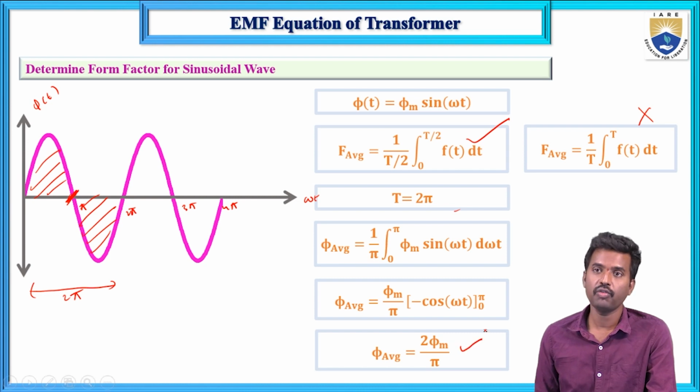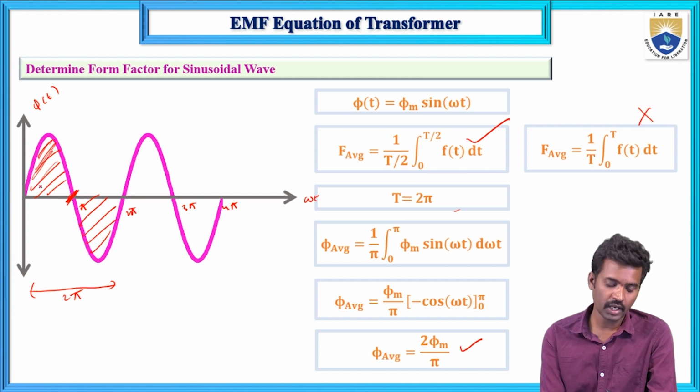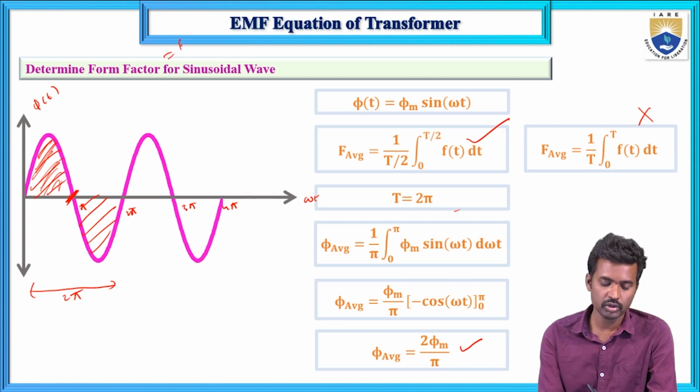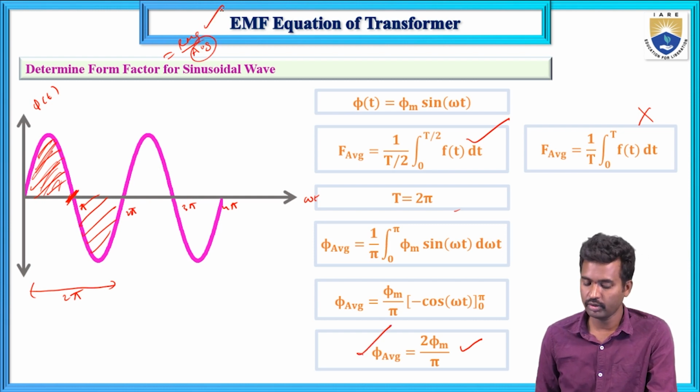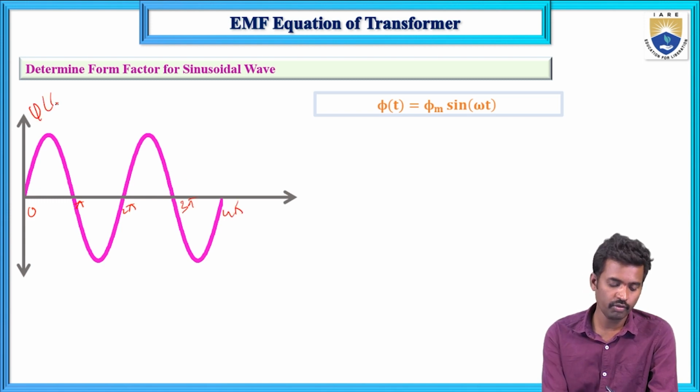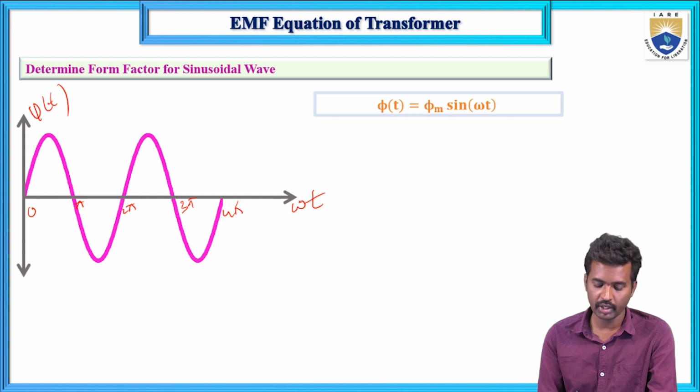This is the phi average, 2 phi m by pi, for this particular sinusoidal waveform of flux. Now form factor equals RMS by average. Average we calculated here, and first calculate the RMS value. Next, this is phi m, omega t, 0, pi, 2 pi, 3 pi, 4 pi, f of phi of t, and this is the omega t.